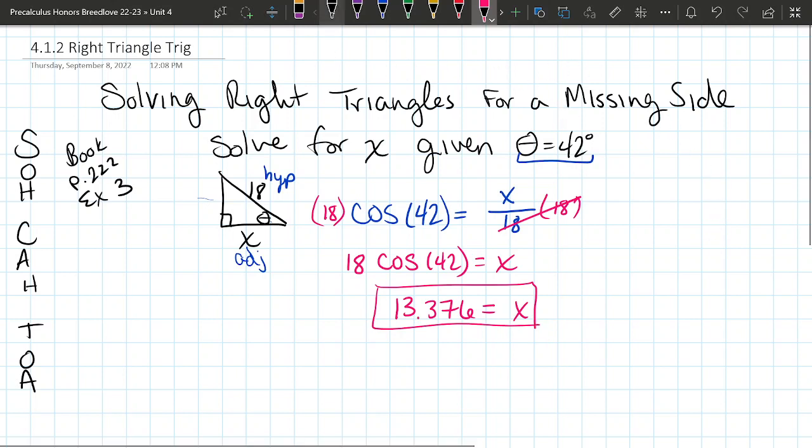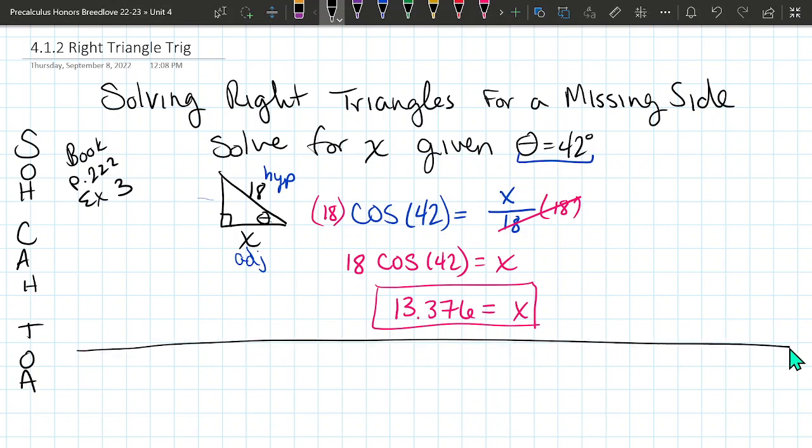All right, so there's a first basic example. You're just using trig and a given angle to solve for a missing side. Is there a question? Okay, so then the next is the inverse trig.